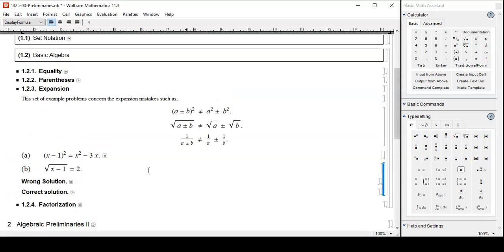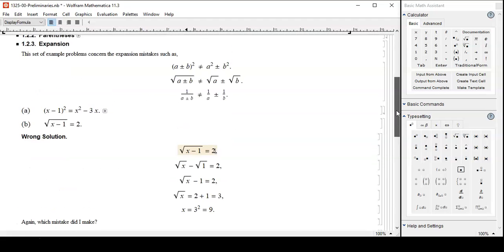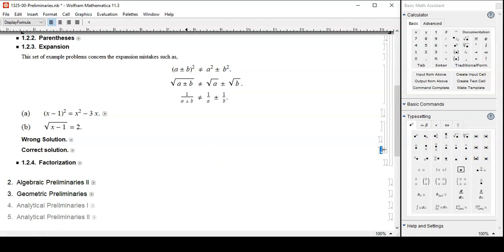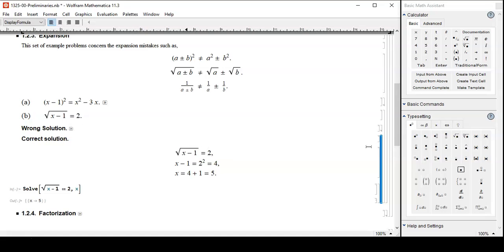Let's see, how about this? Solving this equation. Well, here is the original problem. And do we break up like this? This is wrong. You cannot break up parentheses, or you cannot break up square root like this. It doesn't work. If you want to do it right, you have to square both sides and go from there.